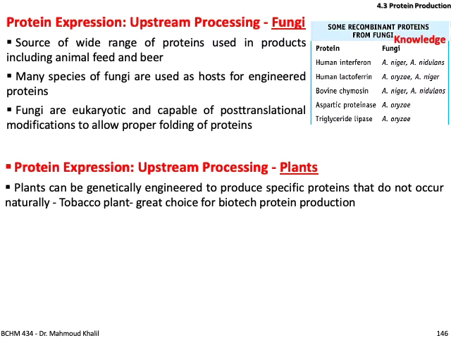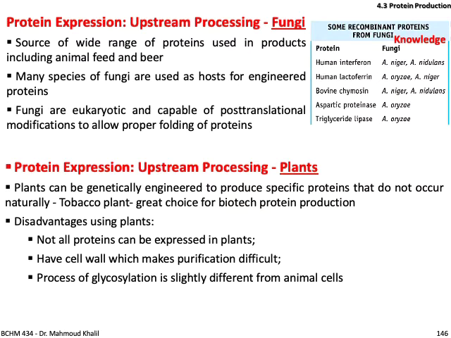If we use plants as upstream processing, plants can be genetically engineered to produce a specific protein that does not occur naturally. Tobacco plant is a great choice for biotech protein production. The disadvantage of using a plant is that not all proteins can be expressed in plants. They have a cell wall which makes purification more difficult. The process of glycosylation is highly different from animal cells.